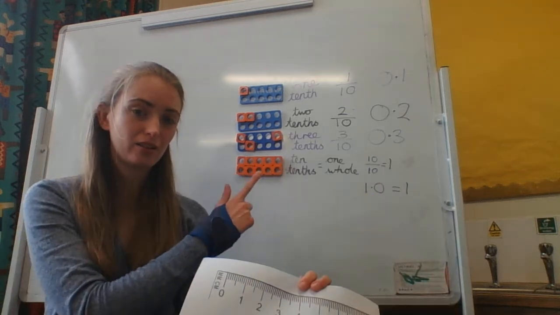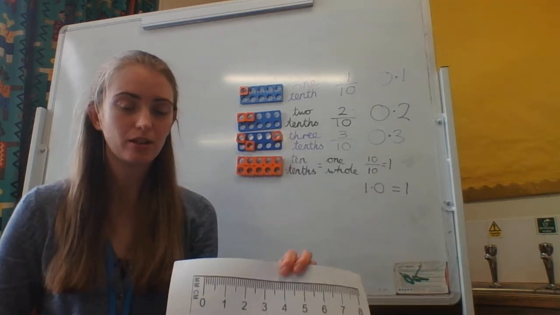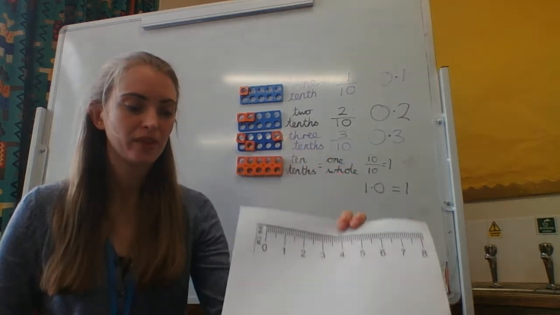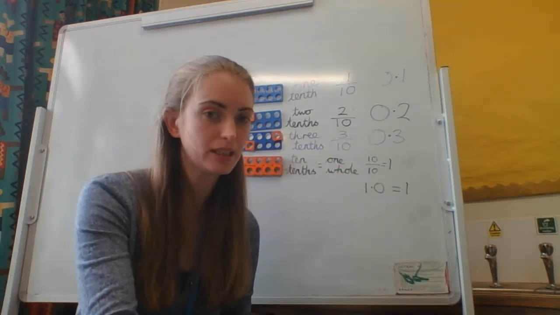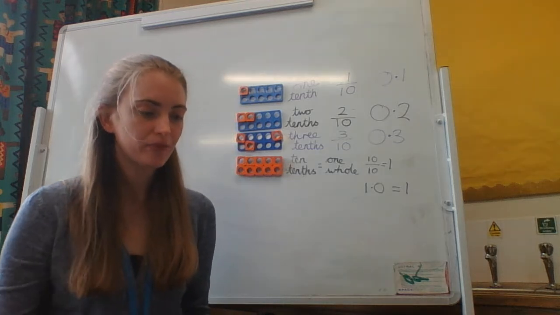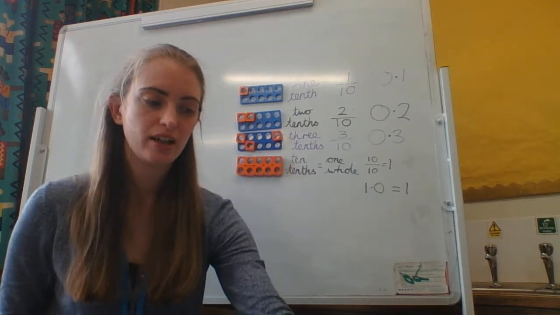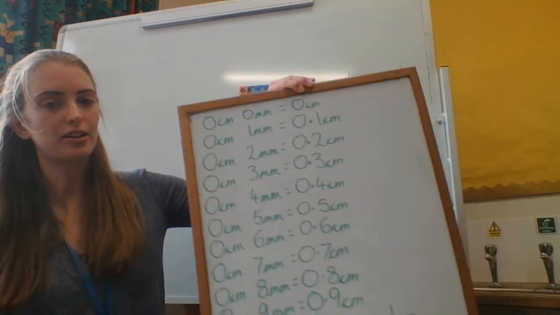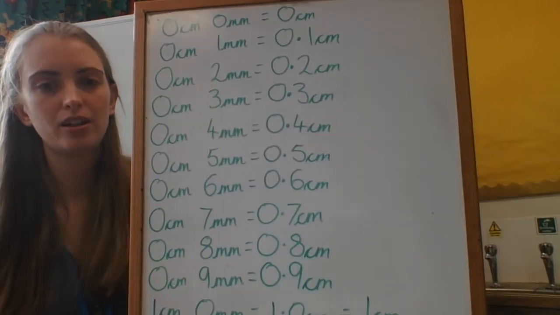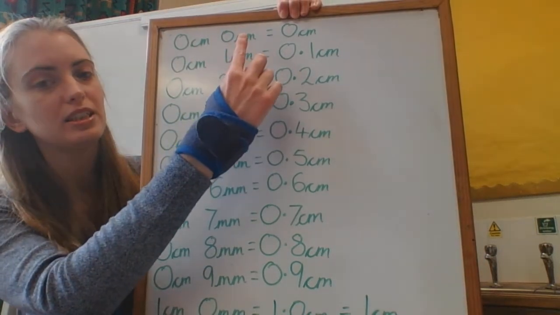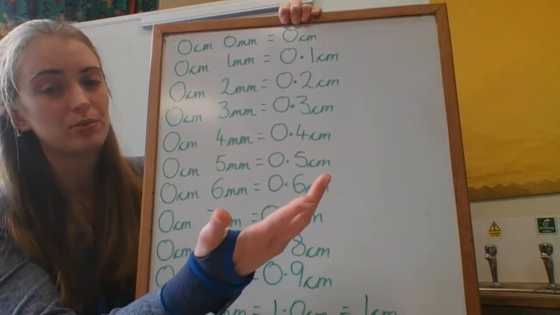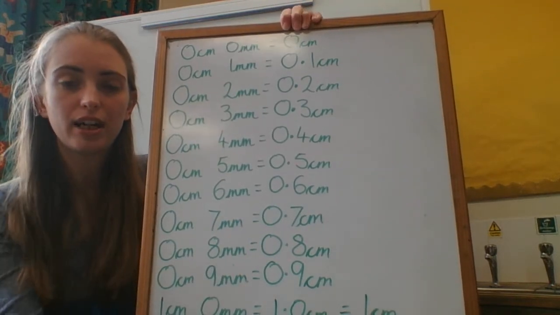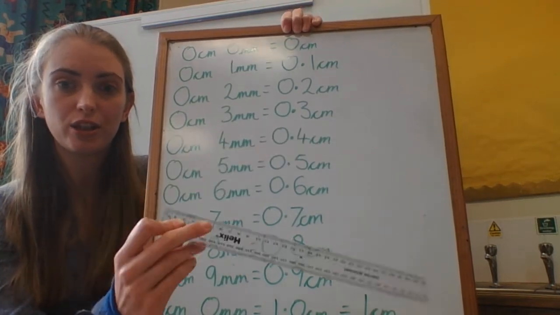Because of that, I can write them as a decimal tenth as well, because 1 millimetre is a tenth of a centimetre. It's 1 out of 10 equal pieces. So if I'm going to do that, then this is how I can write it. 0 centimetres and 0 millimetres is just the same as 0 centimetres. It's just 0. If you have a ruler, you can count along with me, looking at the measurements.